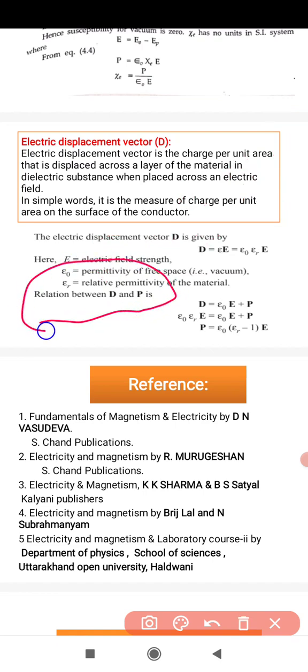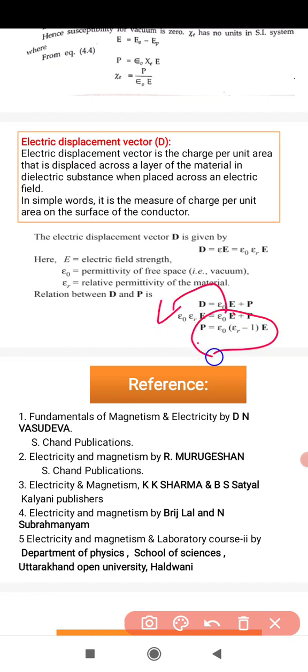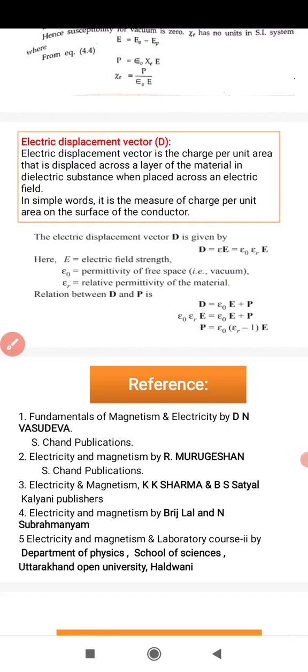Next, in 2 marks they ask for the relationship between D and P. The relationship between the electrical displacement vector and the electrical polarization vector is D equals epsilon naught E plus P. Already we know that D is epsilon naught into epsilon R into E. Substituting these values in the above equation and rearranging, epsilon naught is common, so we get epsilon R minus 1 into E. P becomes epsilon naught into epsilon R minus 1 into E. This is the relationship between D and P.